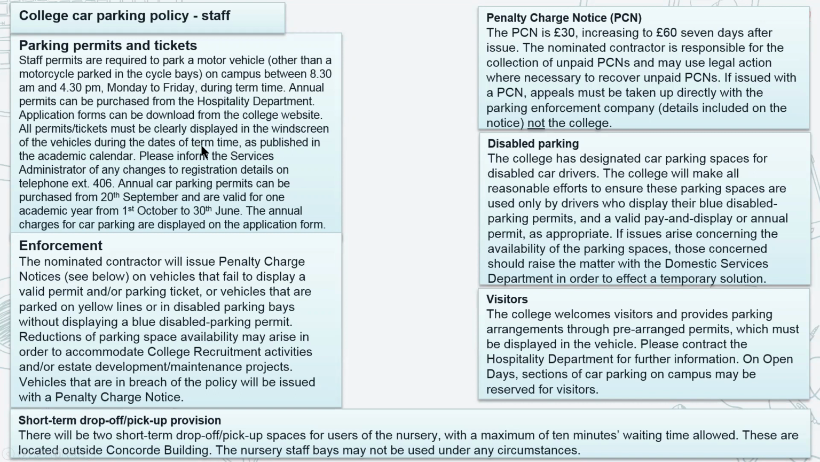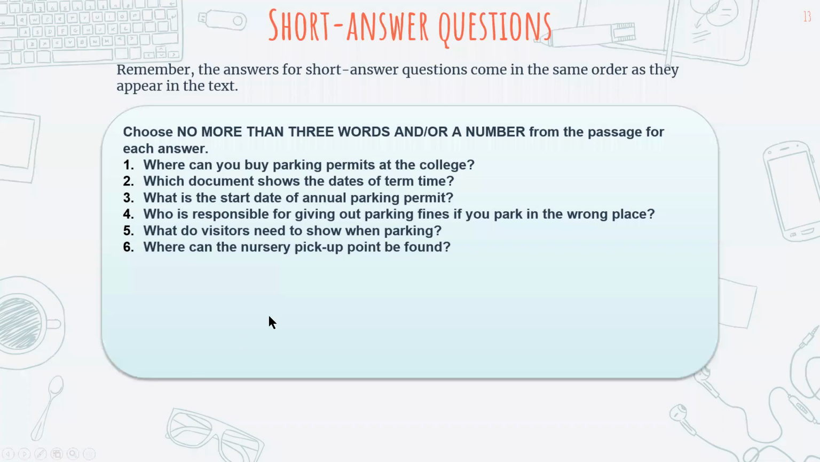Here I have term time. I have the same expression as published in the academic calendar. But I need to make sure that I got the correct answer, so I will be reading this whole sentence. All permits, tickets must be clearly displayed in the windscreen of the vehicles during the dates of term time, as published in the academic calendar. So this is the document that publishes the term time. So the answer to the second question is academic calendar. Let's move on to the third question.